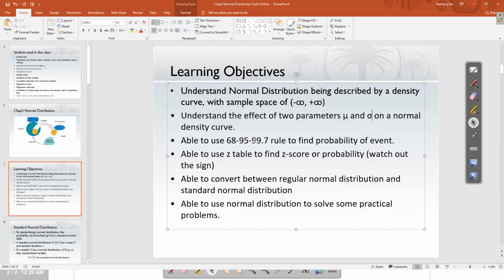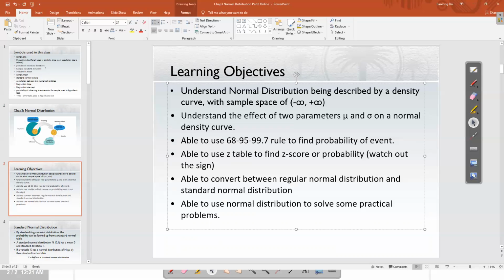And we should be able to use the empirical rule, the 68, 95, and 99.7% rule, to find some specific normal event probability. The empirical rule is very limited because you can only find the event probability when it lands exactly on the 7 marks: -3 standard deviation, -2 standard deviation, -1 standard deviation, mu, and then +1, +2, +3 standard deviation away. If the event doesn't land on the 7 marks, then the empirical rule doesn't work anymore.